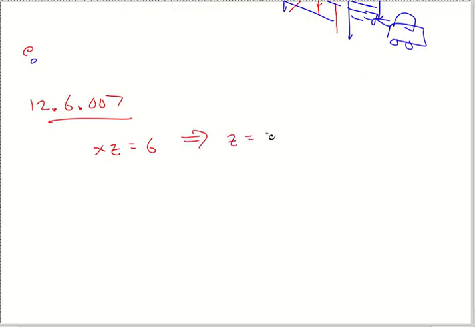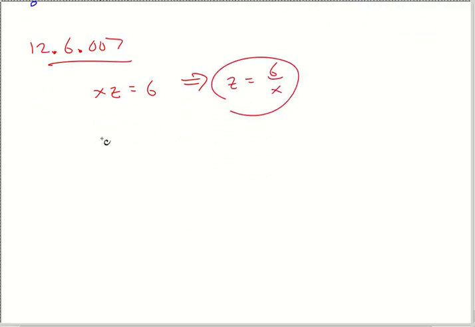So what about Z is equal to 6 over X? What about that? So if I were to draw this in 2D land, again, X and Z, you have to kind of make these up as you go. It would be a reciprocal function, just like that.